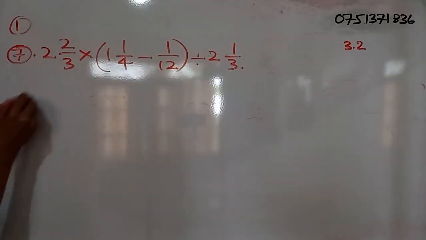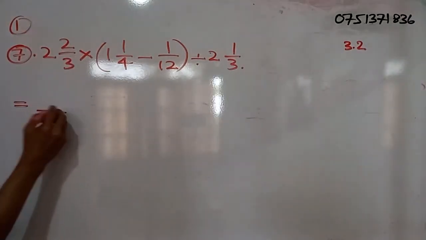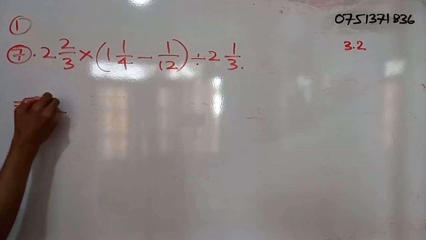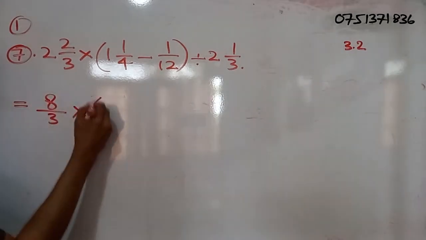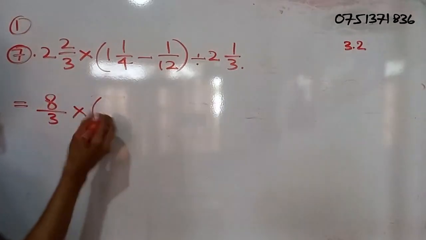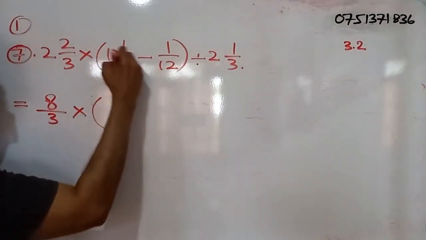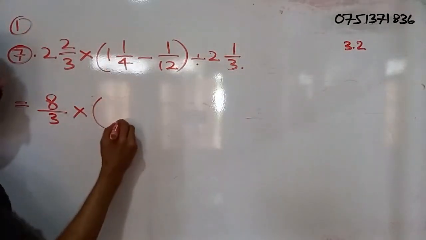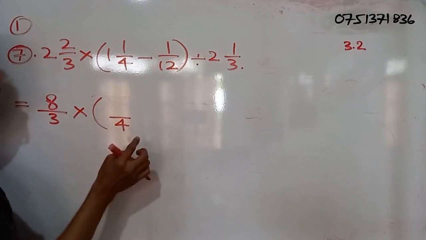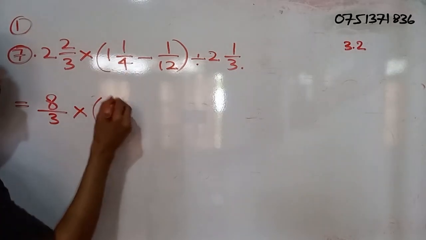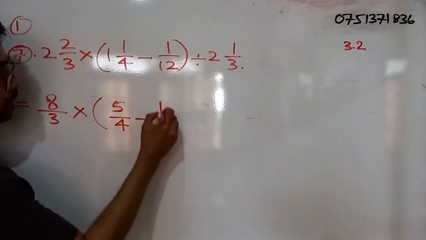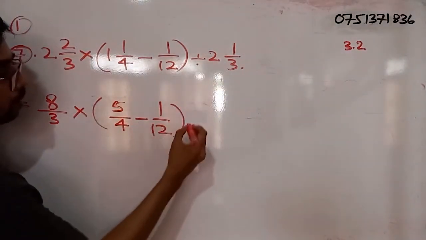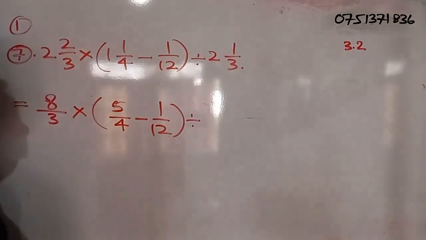Improper fractions. So here the denominator will be 3. 3 times 2, that is 6. Add another 2, it becomes an 8. Into, within the bracket, this is a what? Mixed number. So the denominator will be 4. What will be the numerator? 4 times 1, that is 4. Add the 1, it becomes a 5. Minus 1 by 12. Then we have a division.